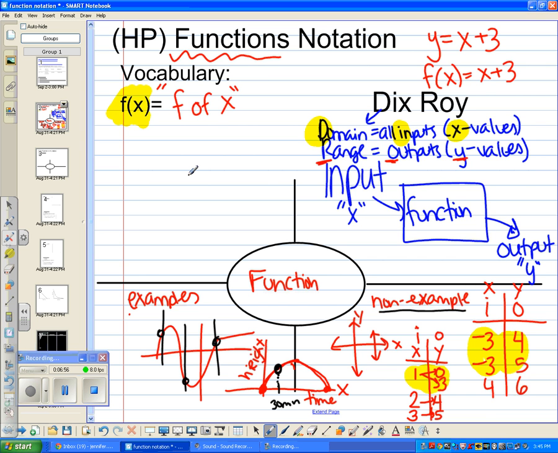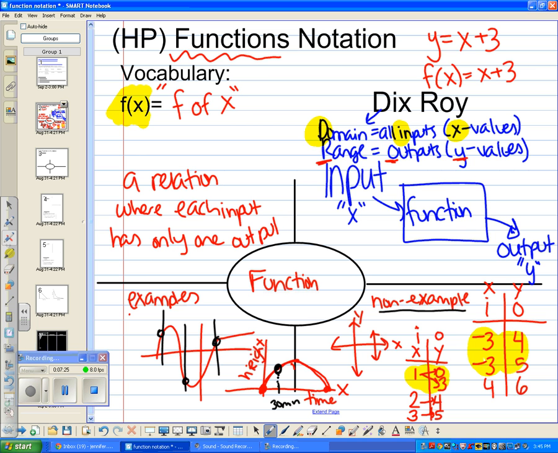Okay, so what is a function? A function is a set of x and y values, right? It's a relation. It's a graph where each input has only one output. So for each x, there's only one y. So you put something in, you have an x, you do something to it, and then you output it.